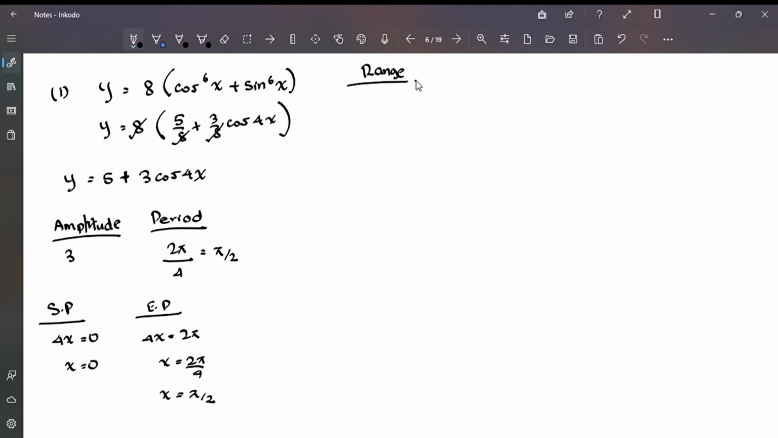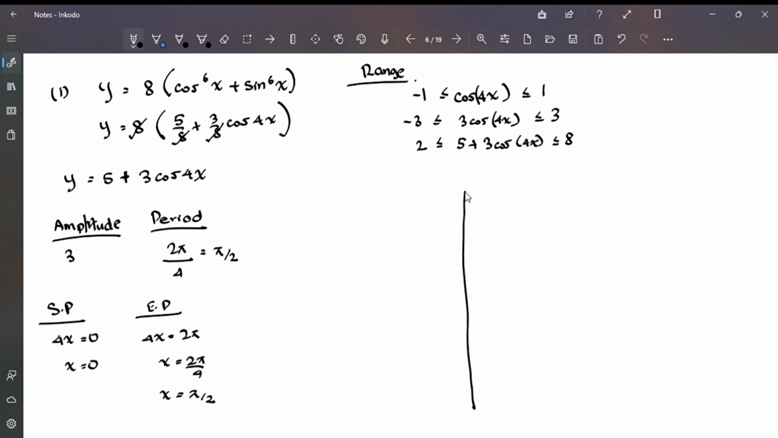After that, find the most important thing, the range. All of you know whatever that is, cos is between 1 and minus 1. The moment you have 3 cos 4x, you have multiplied cos by 3. So multiply this side by 3 and multiply this side by 3. If you add 5 to that, 5 plus 3 cos 4x, add 5 here, 5 plus 3 is 8. Add 5 here, 5 minus 3 is 2. So the graph should be between 2 and 8.